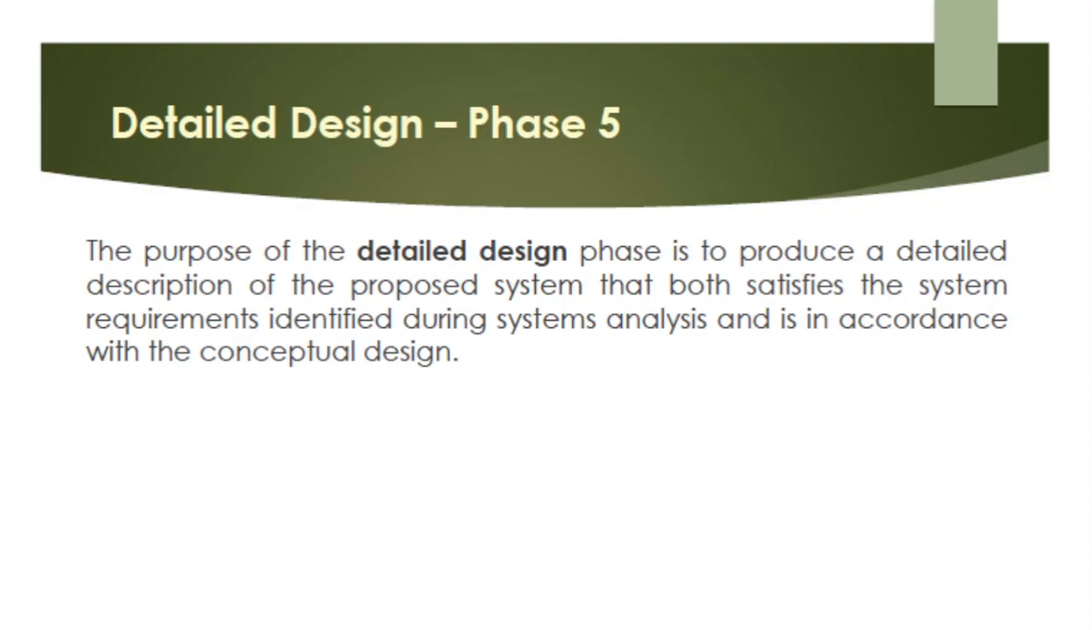Next phase is our detailed design. The purpose of the detailed design phase is to produce a detailed description of the proposed system that both satisfies the system requirements identified during systems analysis and is in accordance with the conceptual design. In this phase, all system components, which include user views, database tables, processes, and controls, are meticulously specified. At the end of the phase, these components are presented formally in a detailed design report.